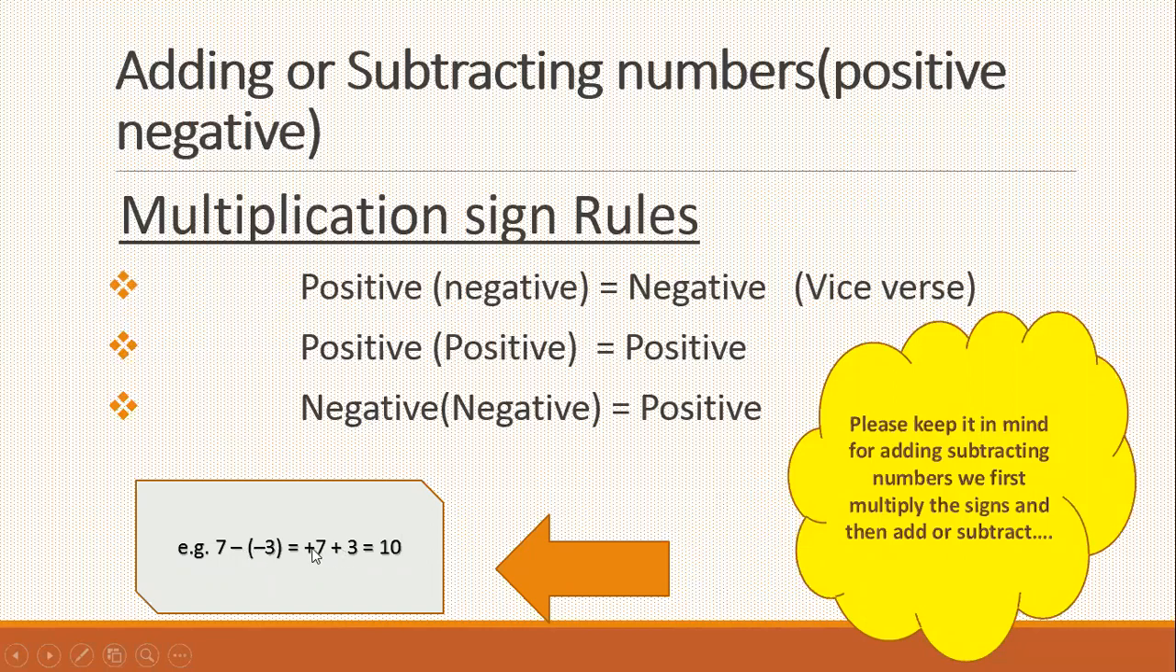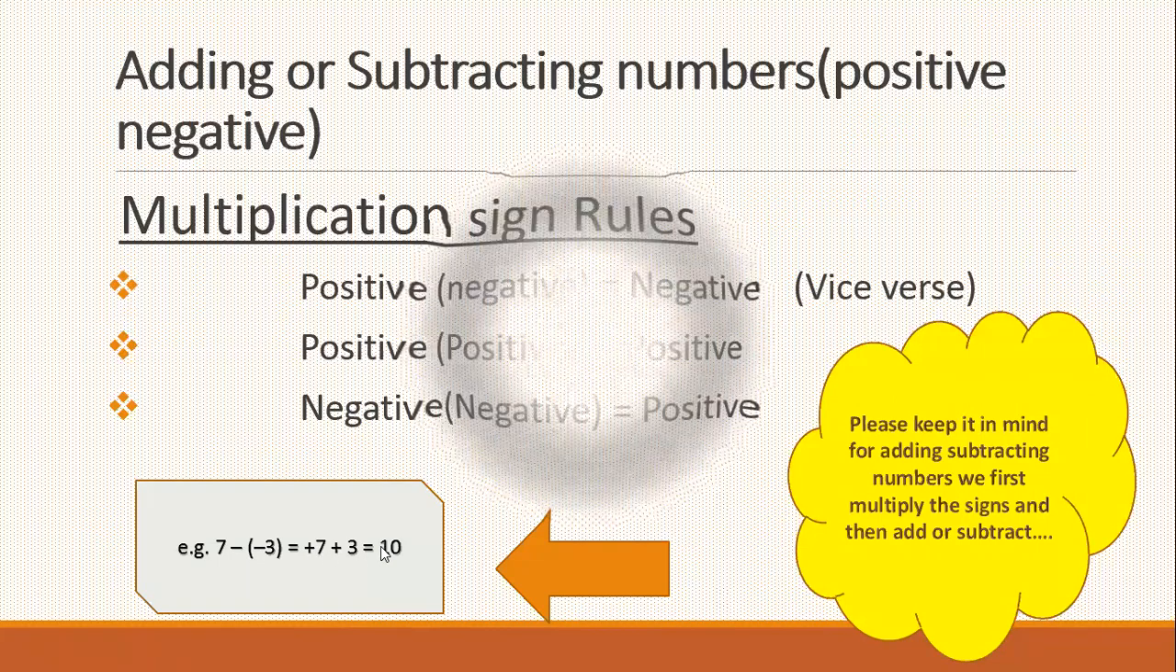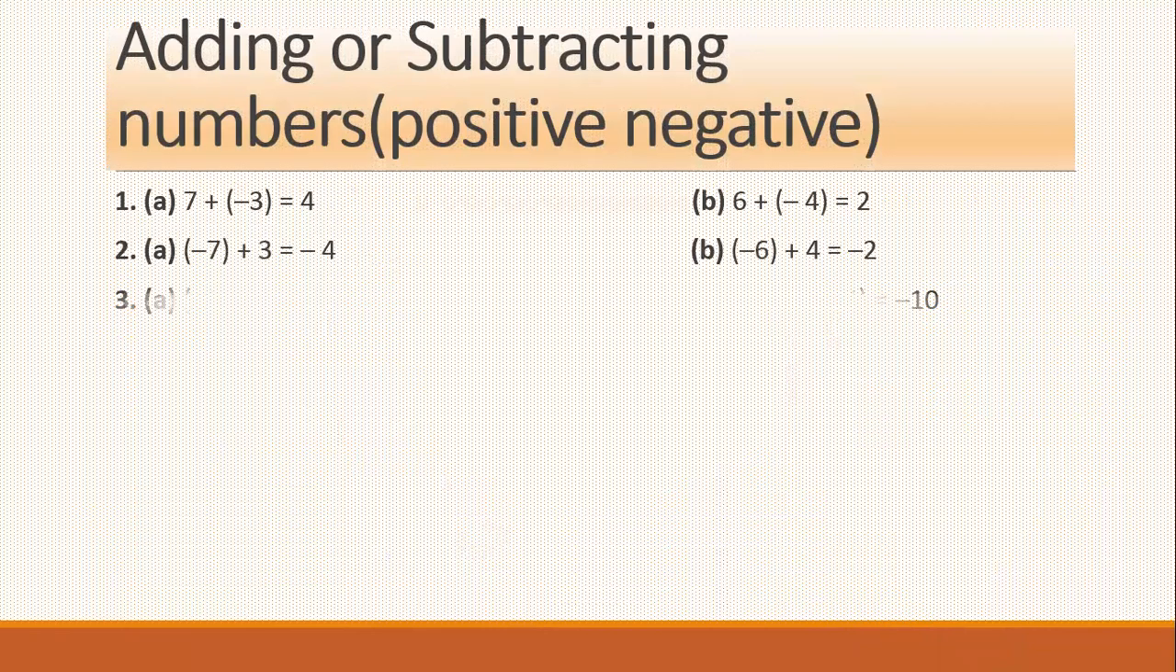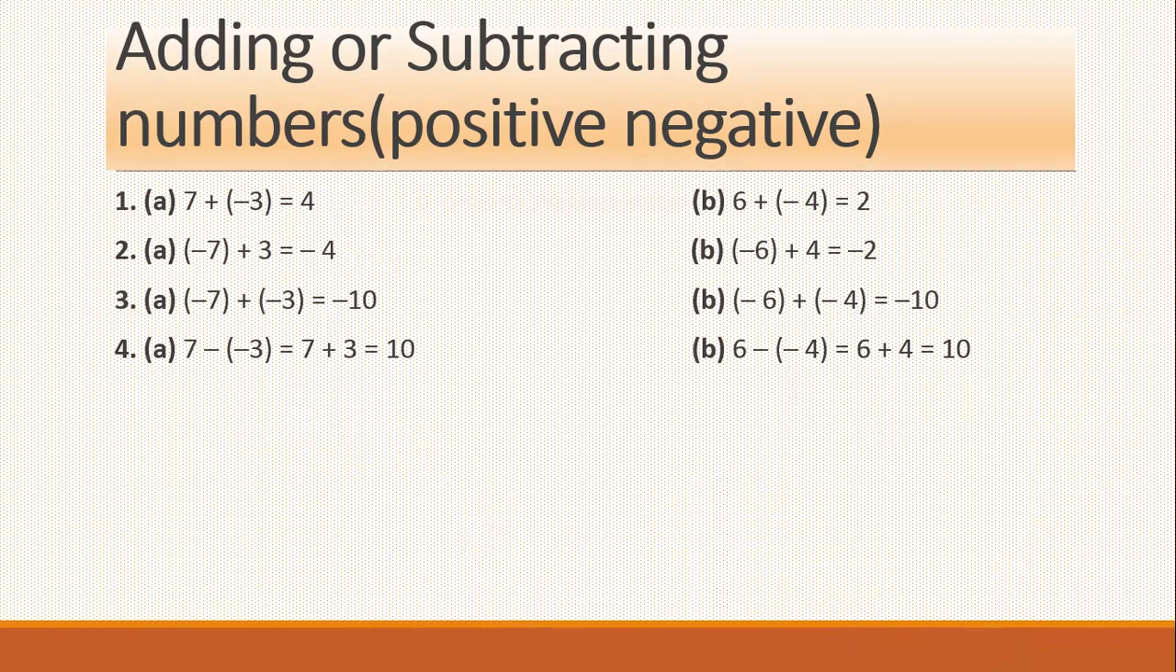Now we are choosing the addition or subtraction rules. The first number is positive and the second is also positive, so we are adding the two numbers. After adding 7 plus 3, we get 10, and the sign of the answer is also positive. When we are adding or subtracting positive or negative numbers, there are certain examples which I'm going to share with you.